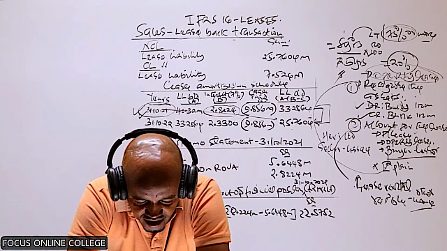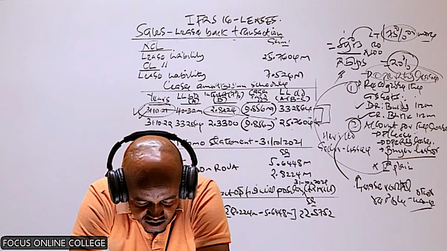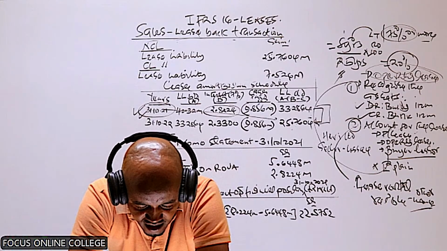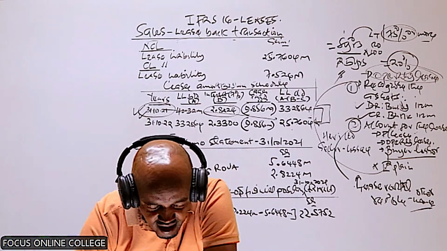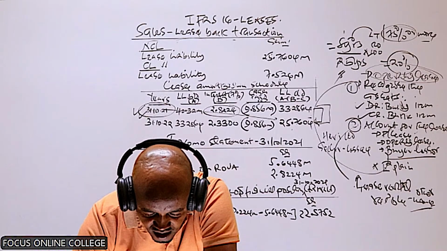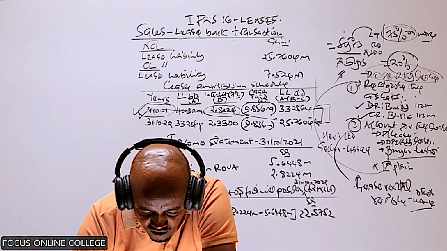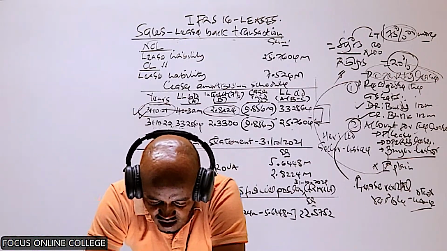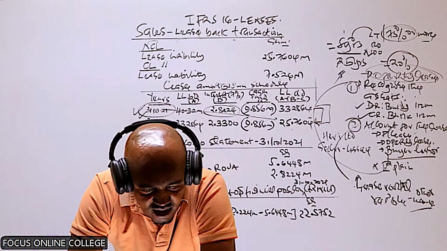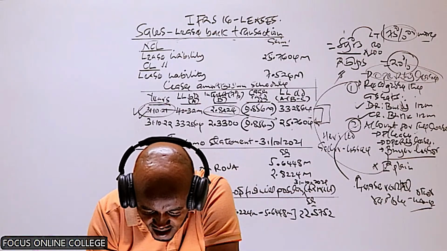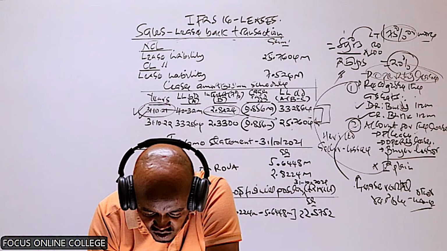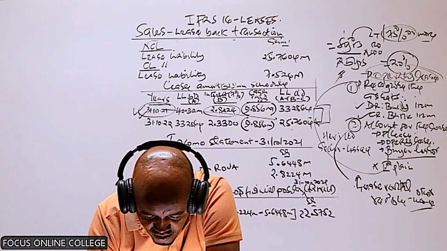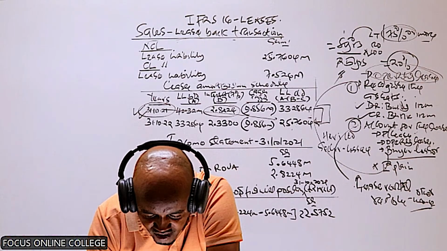Okay, so what are we told there? We are told on 1st January 2021, ONL Limited sells an item of machinery to XYZ Limited for its fair value of shillings 3 million. The asset had a carrying amount of shillings 1.2 million prior to the sale.